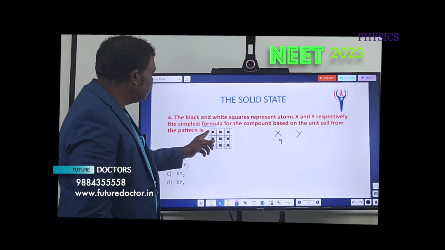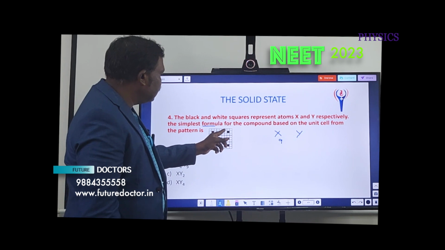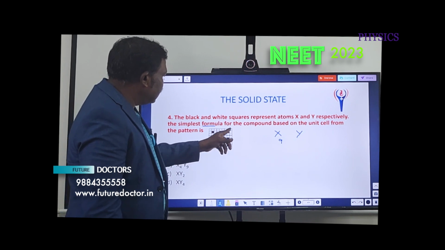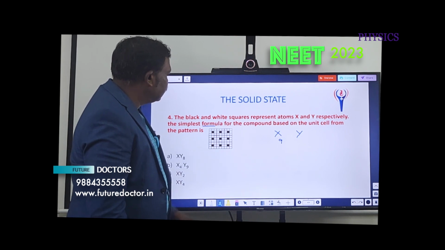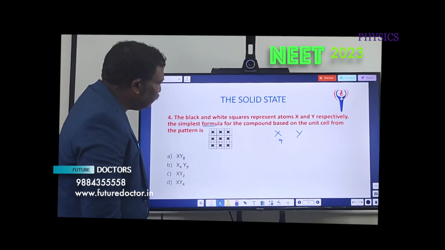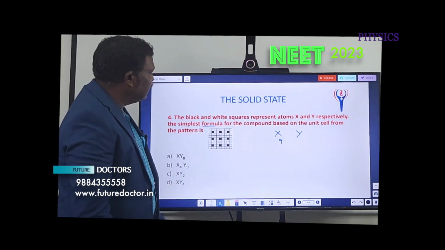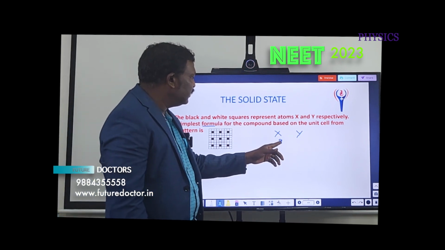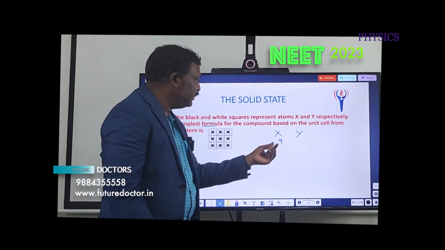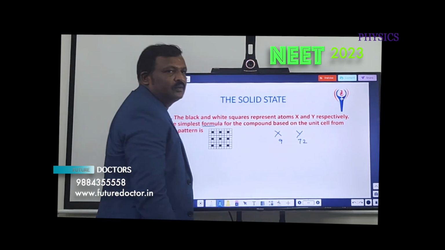So Y is how many here? If you count, 1, 2, 3, 4, 5, 6, 7, 8, 9. Here also 1, 2, 3, 4, 5, 6, 7, 8, 9. Total squares is 9 into 9, 81. So here 81, you just subtract 9, so Y occupies only 72 squares.